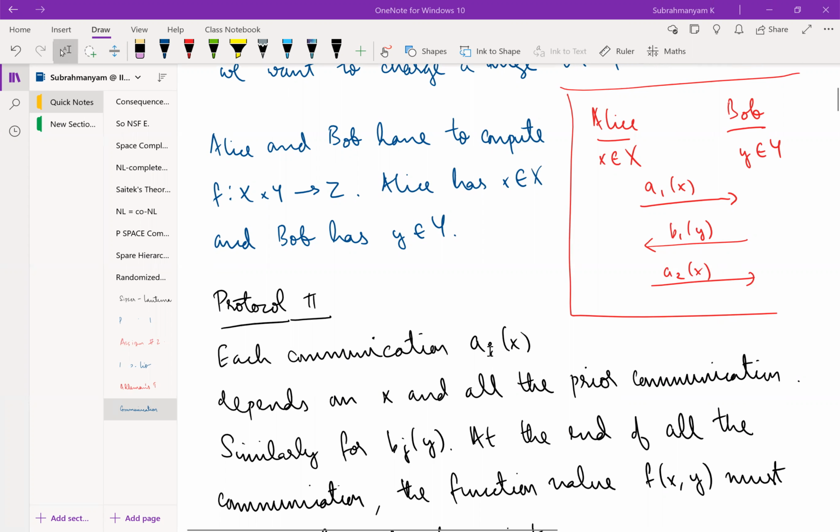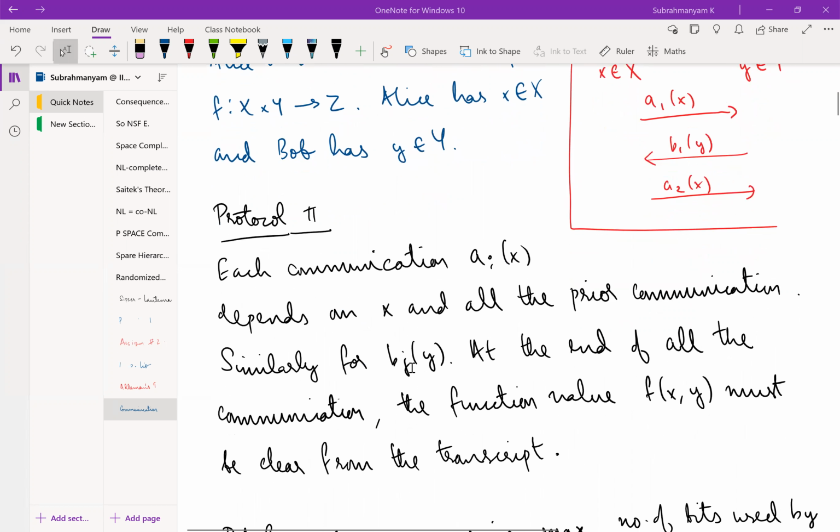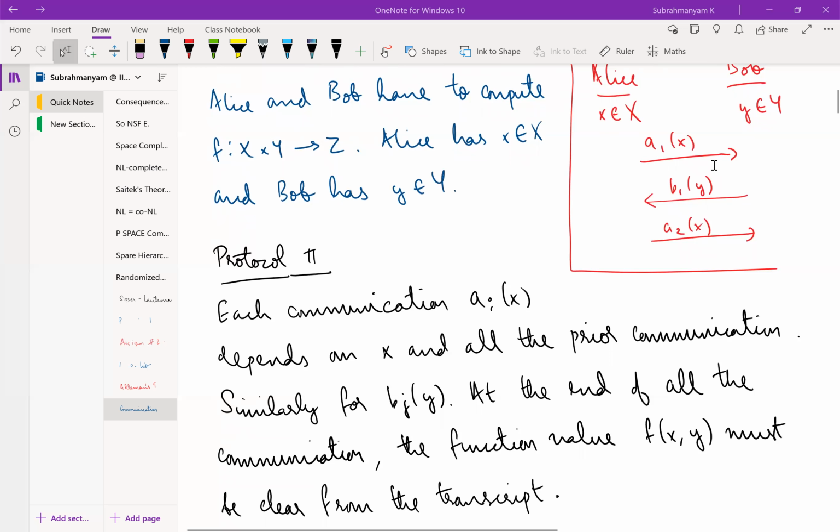So in general, what is a protocol? Alice sends some function of X called A1(X). X is Alice's input, by the way, and all the prior communication. So whatever Alice has received till now, including that and the input X, she computes something and sends it to Bob. So first Alice sends A1(X), then Bob computes B1(Y), and similarly Bob computes BJ(Y), which is B1(Y), B2(Y), etc. Every function that Bob computes, BJ, is a function of his input Y and also all the prior communication that Alice has sent him.